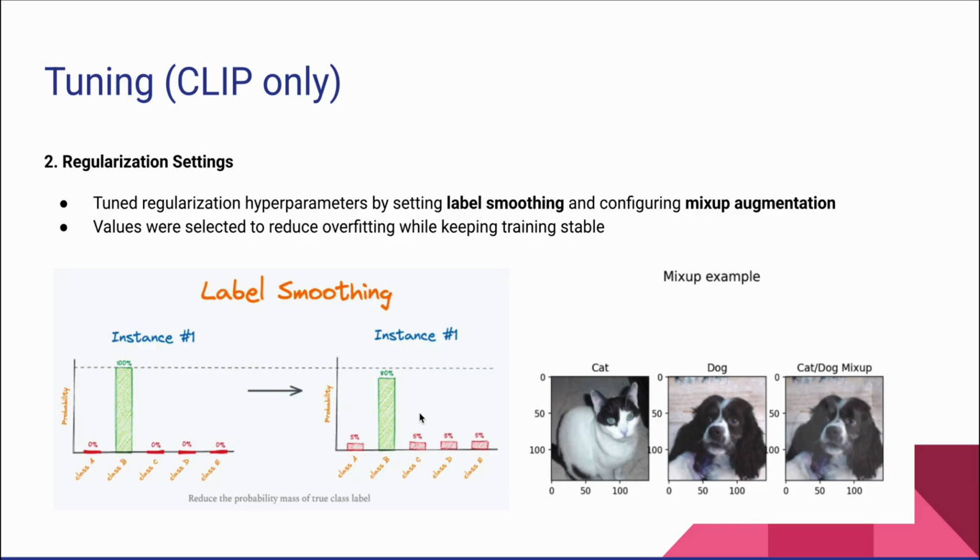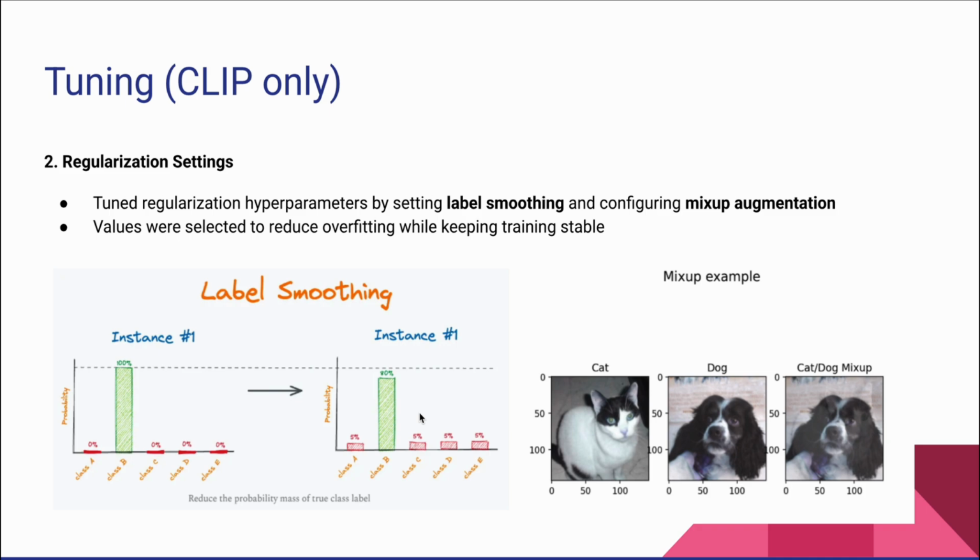Label smoothing slightly softens the target labels during training. For example, instead of treating the correct class as a hard 1 and all others as 0, as we normally do, it assigns something like 0.9 to the correct class and distributes 0.1 across the others. This prevents the model from becoming overly confident and improves generalization.